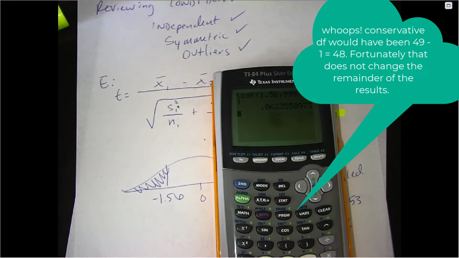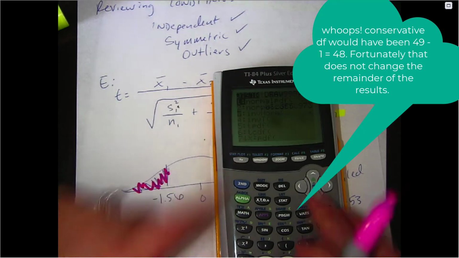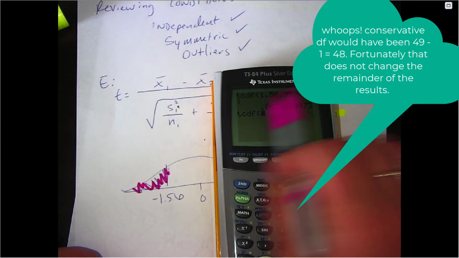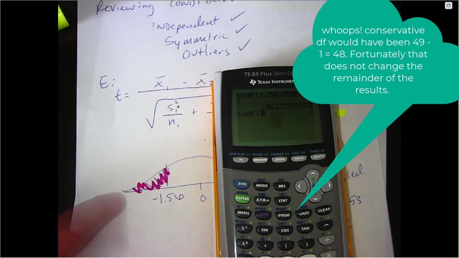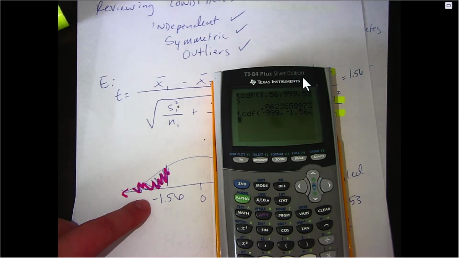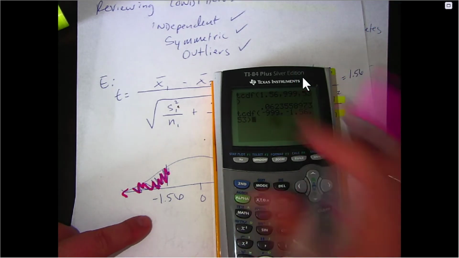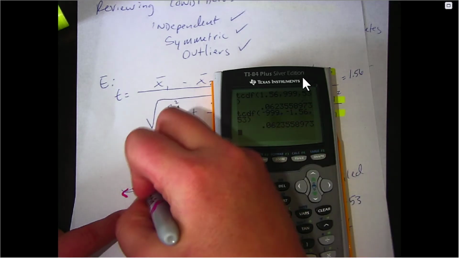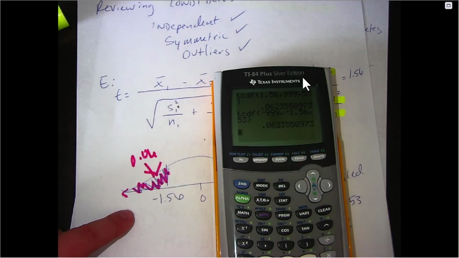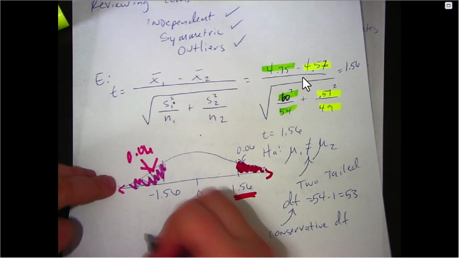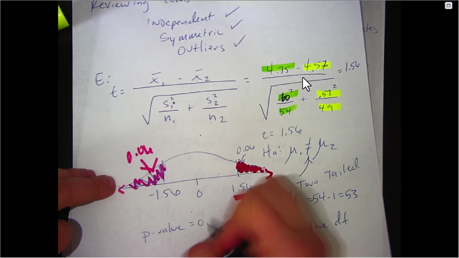Then to find this tail here, I'm going to do tcdf, and in the newer calculators it prompts you; in the older ones it's lower bound, upper bound, degrees of freedom. So here our lower bound would technically be negative 999, to negative 1.56, with 53. Remember, if I did this correctly, these should match exactly, and you can see that that's true. So to get your total p-value, you add those two up. So 0.12 is our p-value.